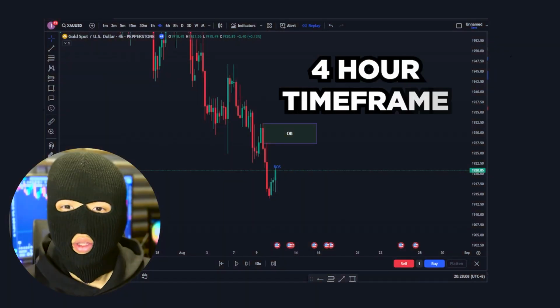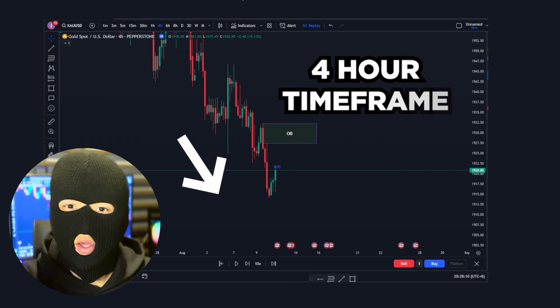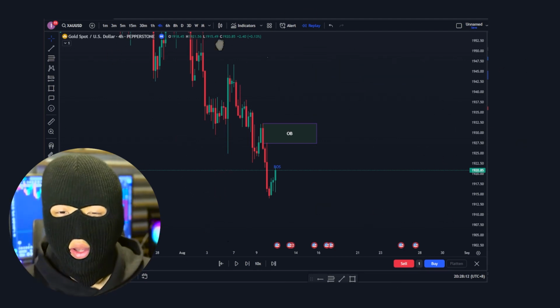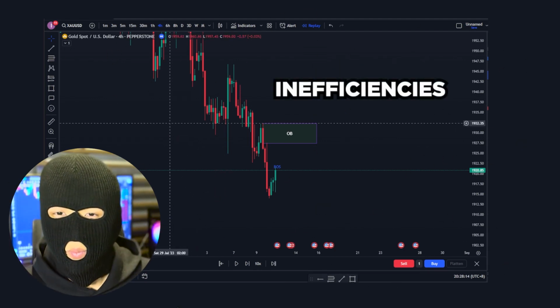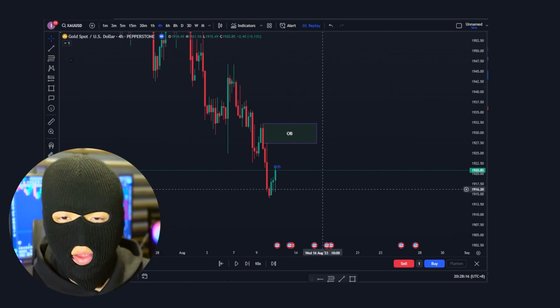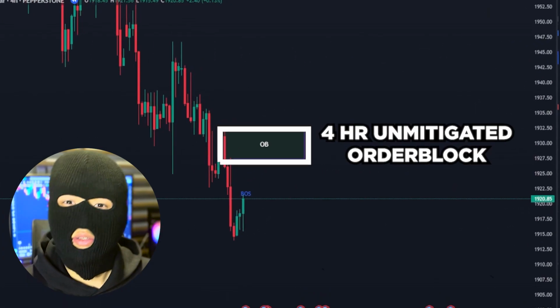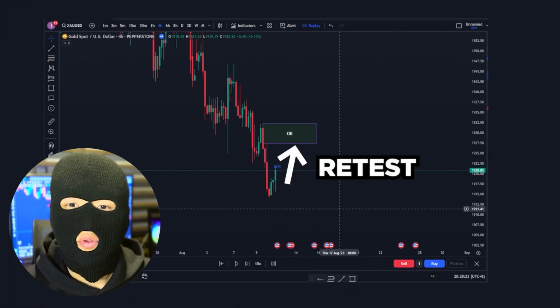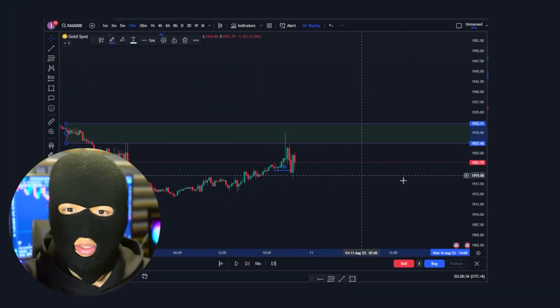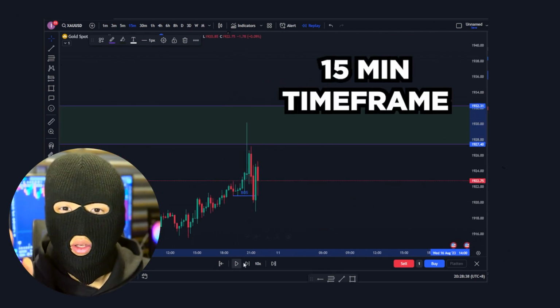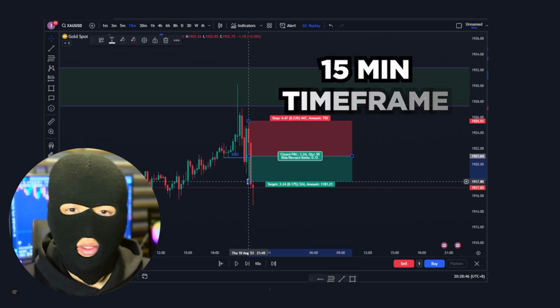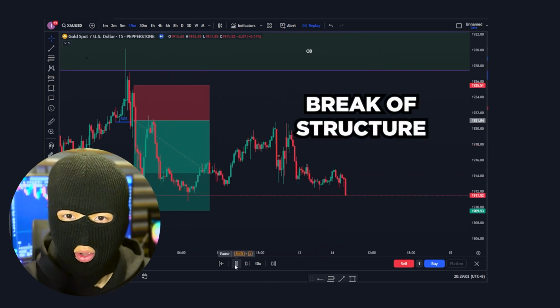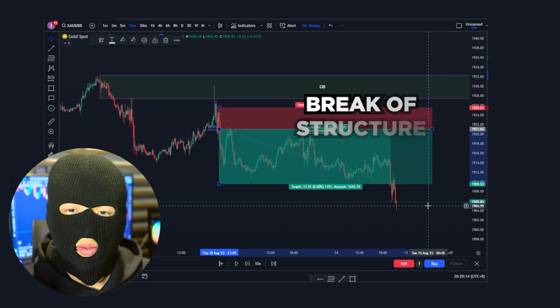Now this will be shown in an example over here. On the 4-hour time frame, we can see a bearish move to the downside and price has left quite a bit of inefficiencies in the market, and what I did here was that I marked out my area of interest on the 4-hour, which is this 4-hour unmitigated order block. Now all I have to do is wait for price to come and retest the area, and once price retests the area, I'm going to the 15-minute time frame, and once I go down to the 15-minute time frame, I look for another break of structure on the 15-minute time frame to look for shorts.